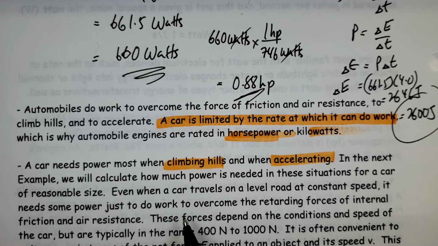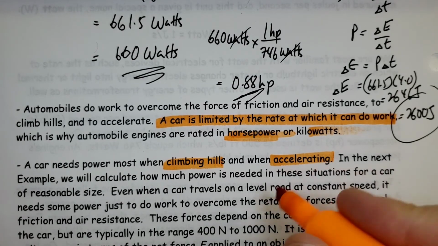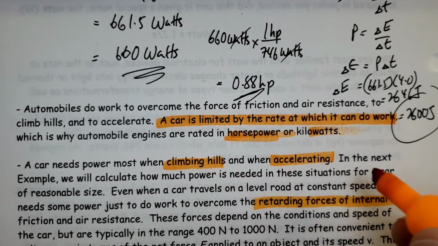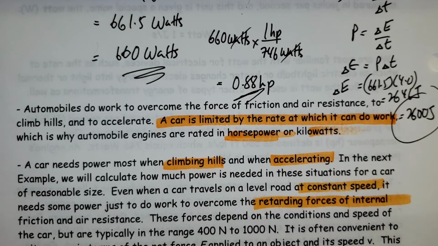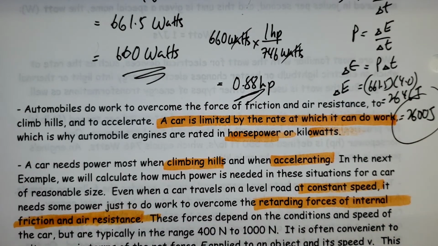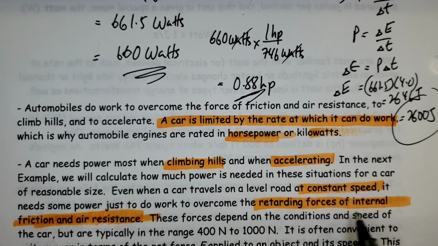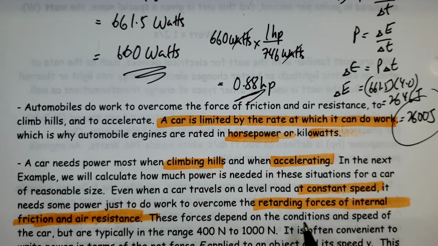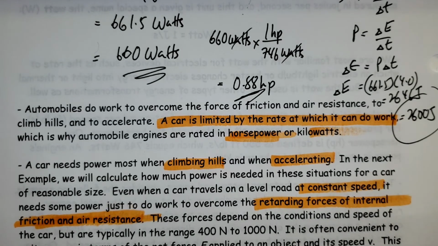Even when a car travels on a level road at constant speed, it needs power just to overcome all of the forces working against you, the retarding forces, to maintain that constant speed. So if you're traveling at 110 kilometers per hour, you do have to have a certain amount of power to go against all the forces of friction and air resistance that are working against you. These forces depend upon the conditions and speed of the car, but typically range between 400 and 1,000 newtons.